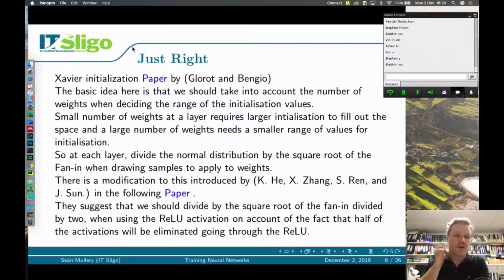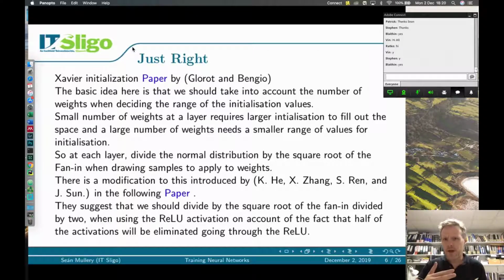Okay, so a small number of weights at a layer requires large initialization to fill out the space, and a large number of weights needs a small range of values for initialization. So at each layer, you divide the normal distribution by the square root of the fan-in when drawing samples to apply weights. That idea of fan-in is probably something that many of you, if you've done electronic engineering, will know: the number of signals coming into a system and the number of signals going out, particularly in digital systems, and the load that will be on the system. So very similar here.